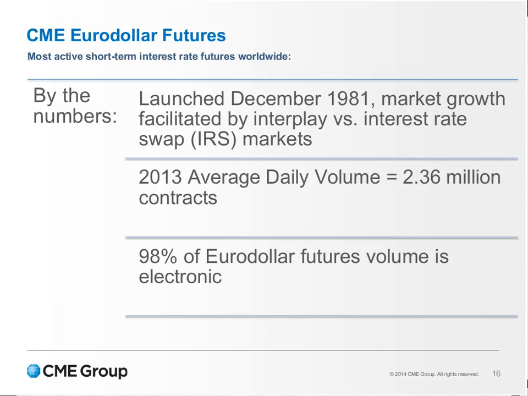Eurodollars were launched in 1981, and today the average daily volume in our 90-day Eurodollar contracts averages about 2.36 million contracts. It is by far our largest traded product. 98% of Eurodollar futures volume is done electronically via Globex, which you have access to through the Trader Workstation.